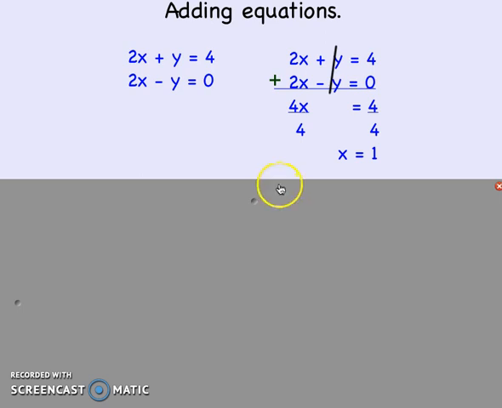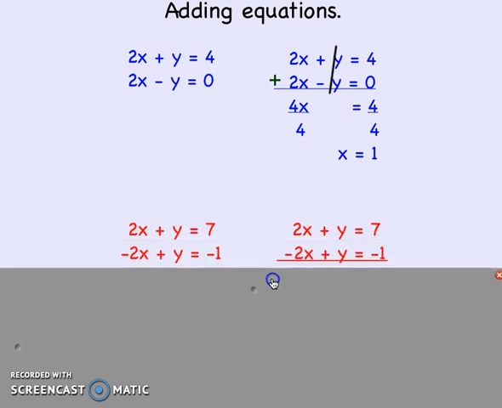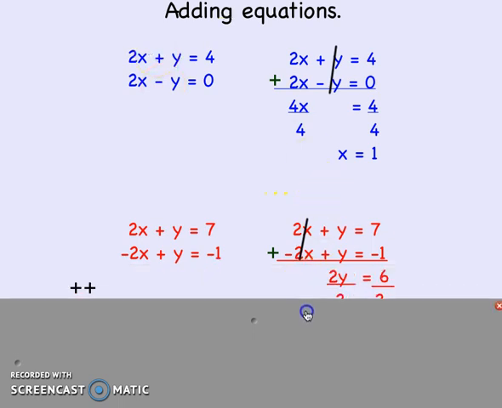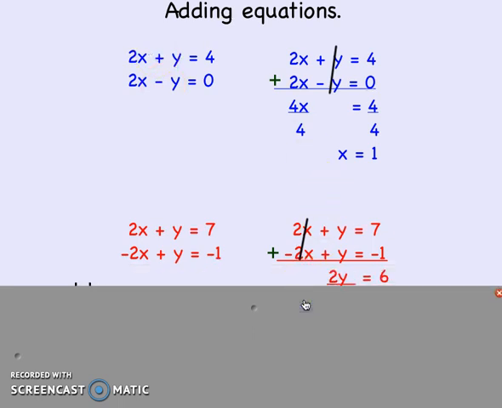Let's take a look at one more example of how to add equations together. Down here I have the equations 2x plus y equals 7 and negative 2x plus y equals negative 1. So if I were to add them together, again, going to put my plus sign here to show that I'm adding. My like terms are already lined up, and I'm going to add 2x plus negative 2x. That's going to give me 0. So I can cross that out. That gets eliminated. Y plus y equals 2y, and 7 plus negative 1 is 6.